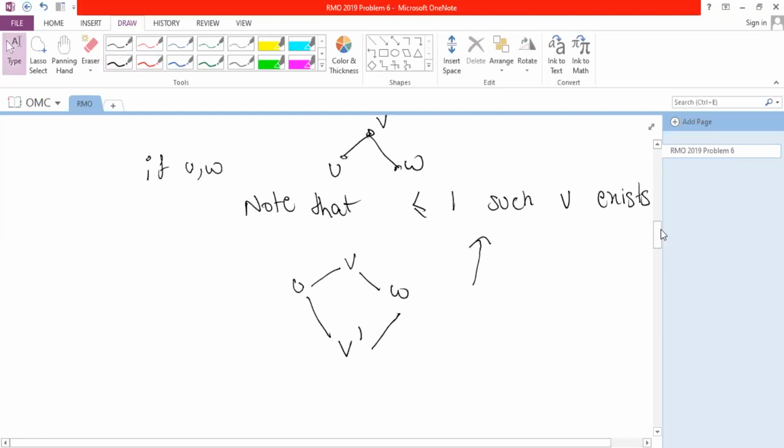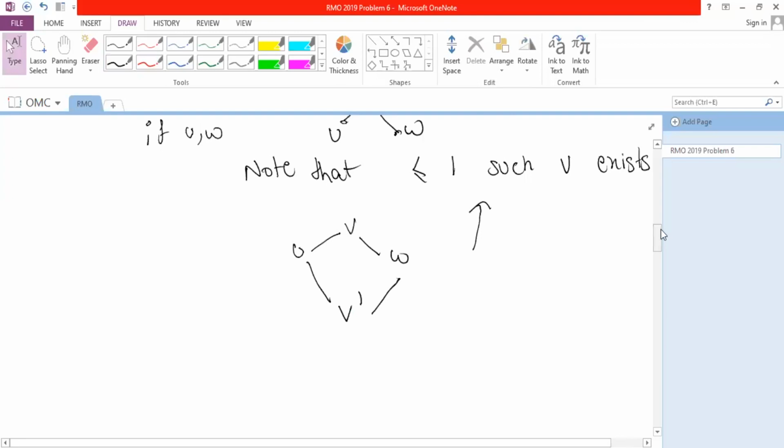Great. So the number of two length paths, which we labeled x, must be at most the number of pairs of vertices u, w. Now u, w must be distinct. So this is at most n choose 2, as we had n vertices.